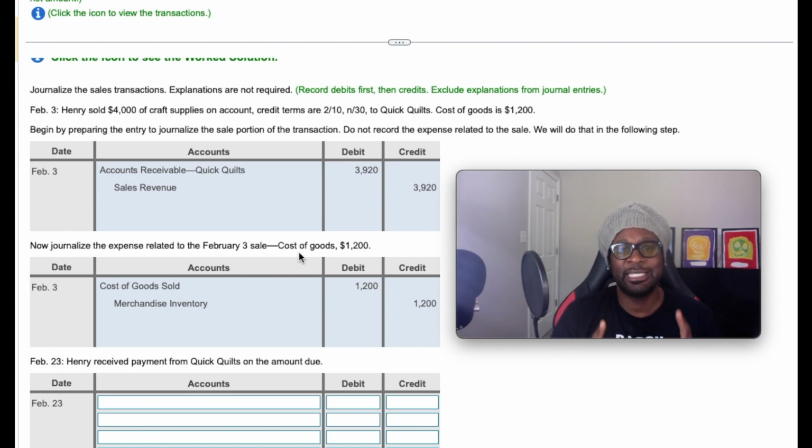The customers had 10 days after the 3rd to pay in order to receive that 2% discount. And as we can see, it is beyond the 10 days. It is now February 23rd, which means that they're not receiving a discount. But it also means that since we recorded initially, assuming that the discount was going to be given, we have to increase our revenue. We're going to do it through an account called Sales Discount Forfeited, which belongs on the income statement as an other income amount.